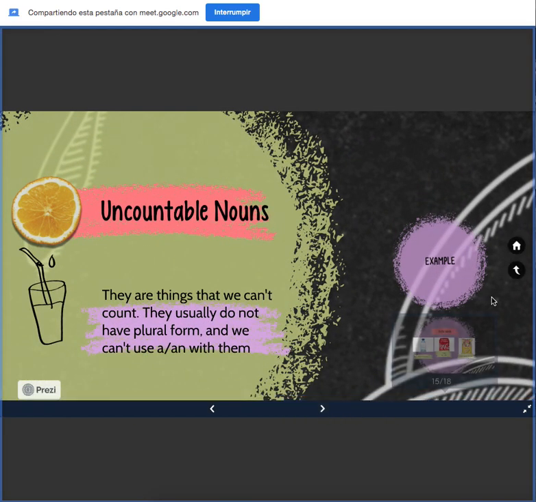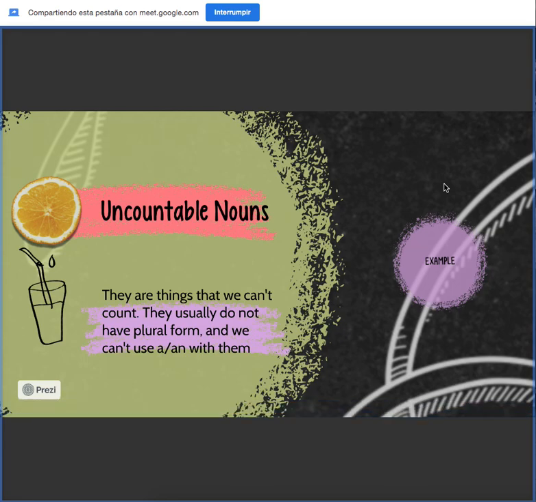So, Gabby, can you please help me reading this slide? Yeah. Uncountable nouns. They are things that we can't count. They usually do not have plural form, and we can't use a or an with them. Thank you. So look at this. With uncountable nouns, guys, first of all, you are going to recognize this because they don't have a plural form, as I was telling you in the previous exercise. If you don't have a plural form or a singular form, that means that it is uncountable.